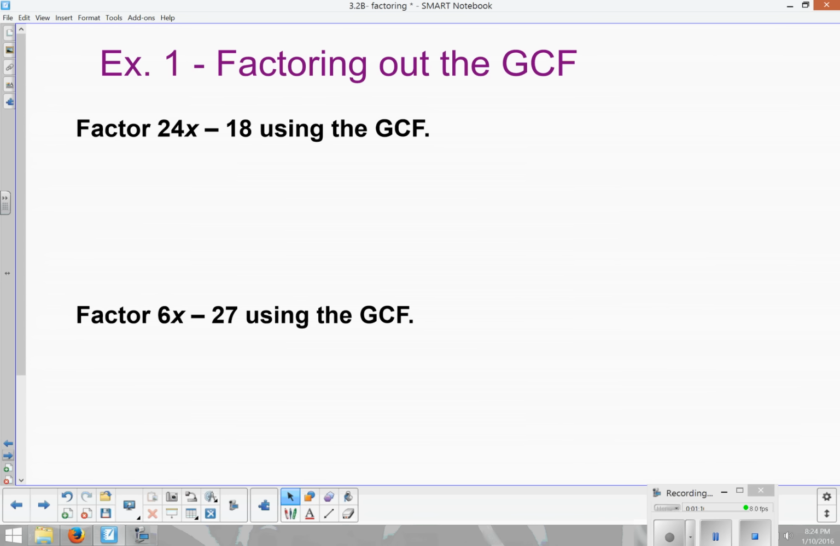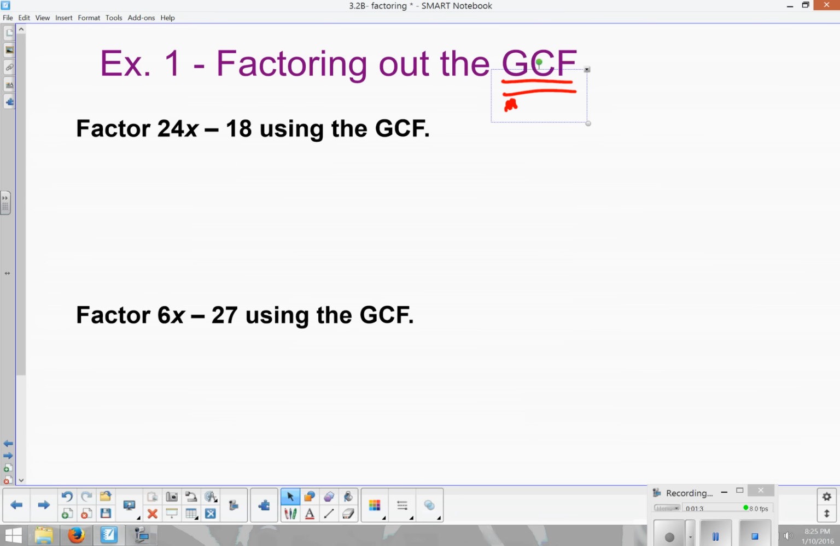To factor any expression, we need to look for its GCF. What is a GCF? GCF stands for greatest common factor. That means the greatest number that they have in common, that you can multiply.